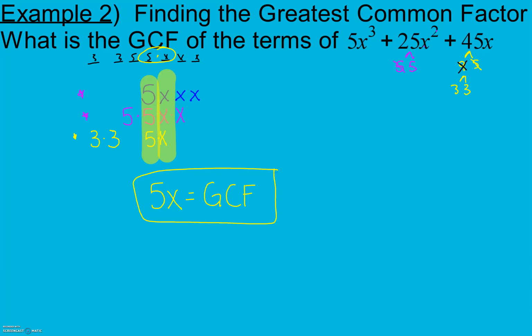Some of you may have looked at these and said, well, I know I can take a 5 out of all 3 of these because my leading coefficient is a 5. And I know I can take an x because my last term has an x in it. And realized it there. That's great. Go for it. But we're not always necessarily going to recognize the greatest common factor right away.